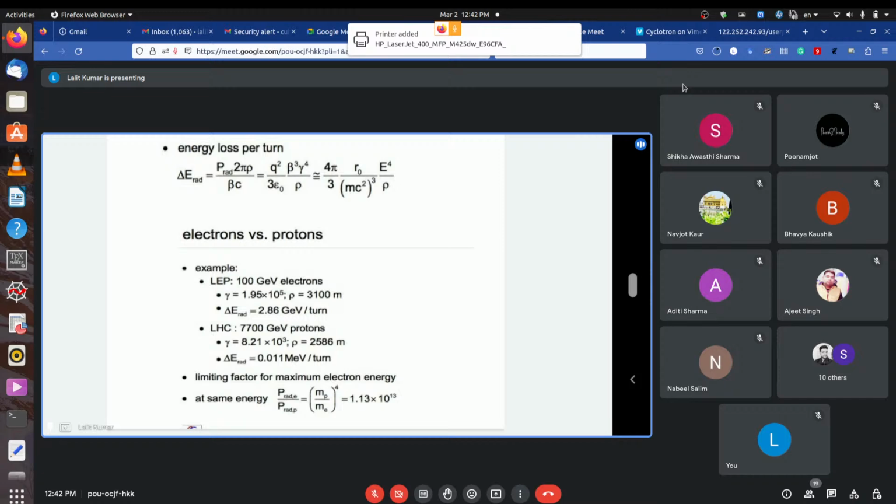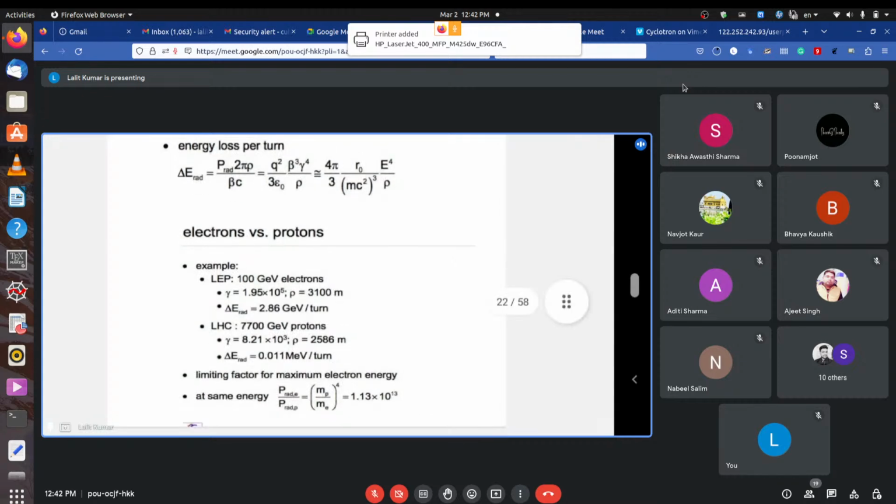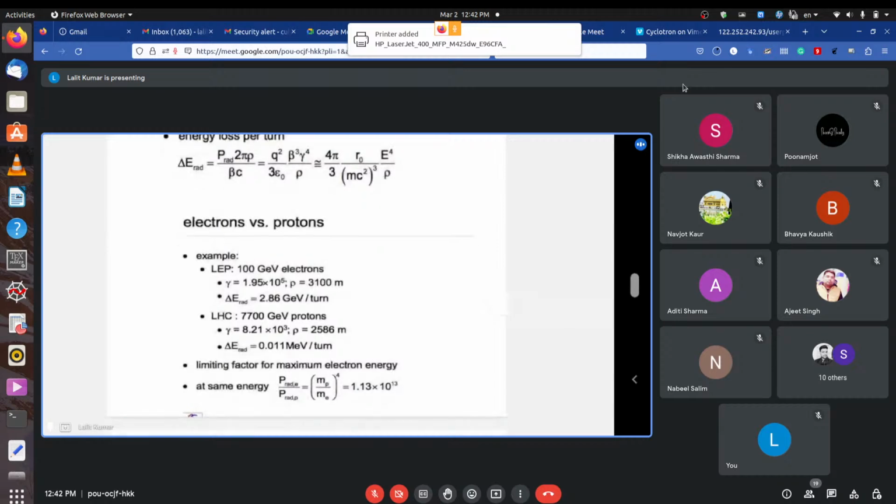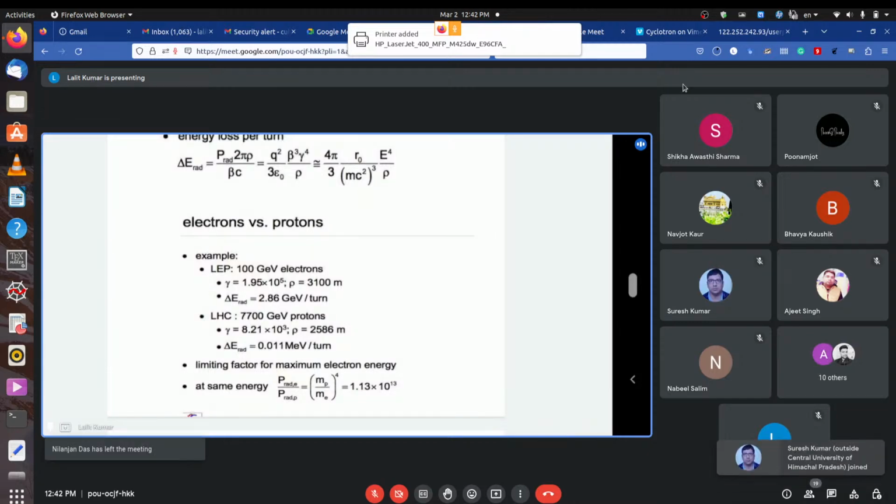Now I can calculate why it is a problem for the electron, and why it is not a problem for the protons. Let's look at LEP. The LEP machine is a now retired facility of CERN, with 100 GeV electrons. They were trying to make the 100 GeV electrons run around and do the experiments, correct? And then what happened? Delta E radiation, the energy radiation loss, is 2.86 GeV per turn. Every turn it's almost 3 GeV, a 3% loss in 1 turn.